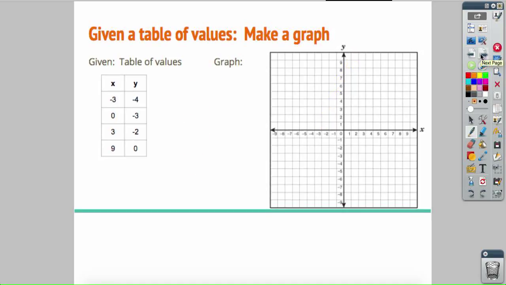For this example, go ahead and sketch your graph from your table, and when you're ready to see the answer, go ahead and hit play. So I'm going to go over here 1, 2, 3, and then down 1, 2, 3, 4. Plot my first point (0, -3), and (3, -2) down here. Notice how my points are collecting in a straight line, and then I'm at the point (9, 0). Even though that one is a little further away, notice how it's still in that straight line. And when I make my line here, we have gone from a table of values to a graph.